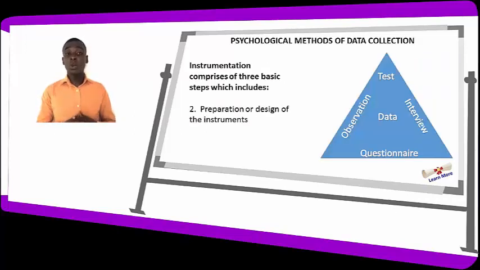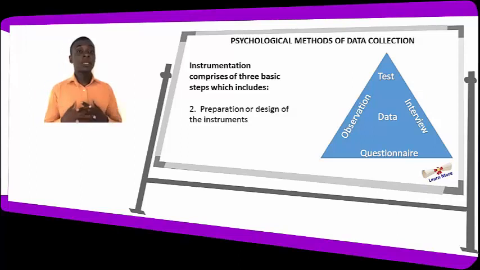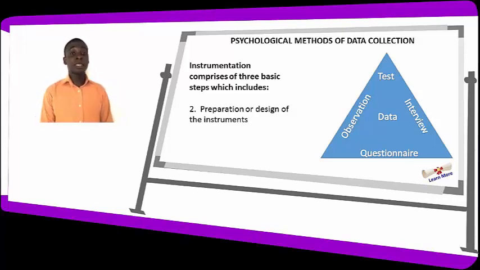Then number 2, you have preparation or design of the instrument. You have to prepare the instrument, you have to design it so that the items on the instrument would correspond to your research question and to the research you are carrying out, so that when they give answers to the questions on the instrument, it could be answering your research question. It could be giving you information about the research you are carrying out. So preparation or the design of the instrument is a very, very vital part in data collection.